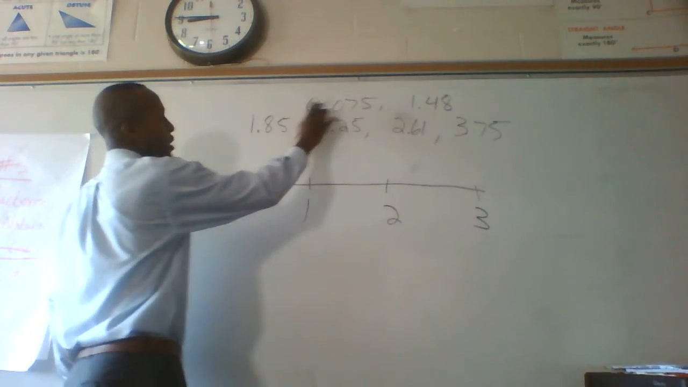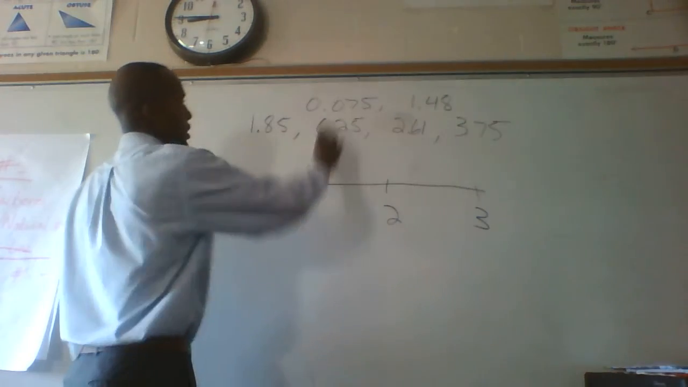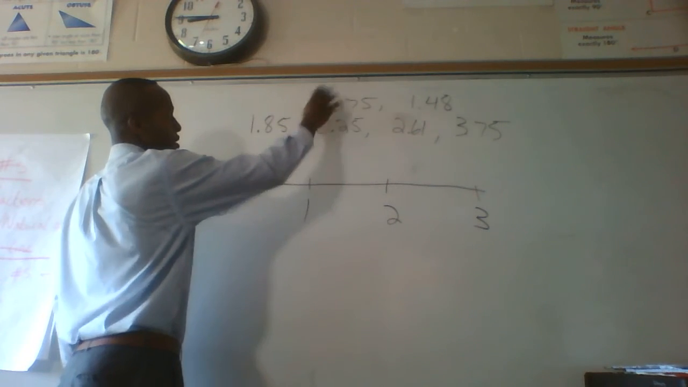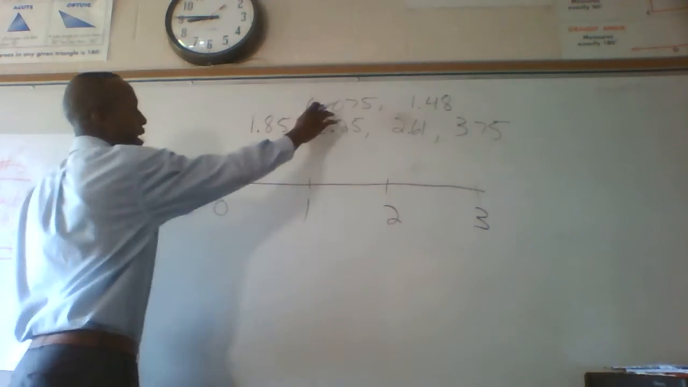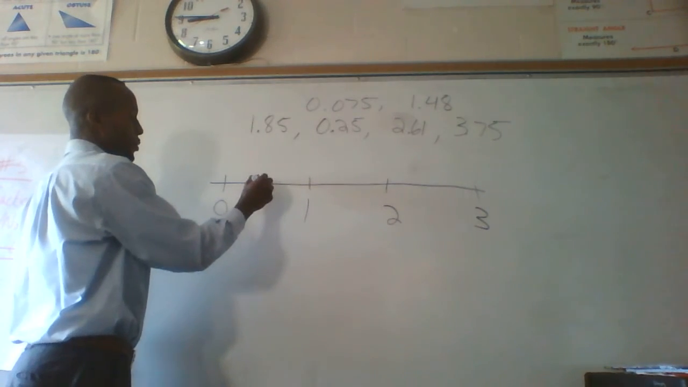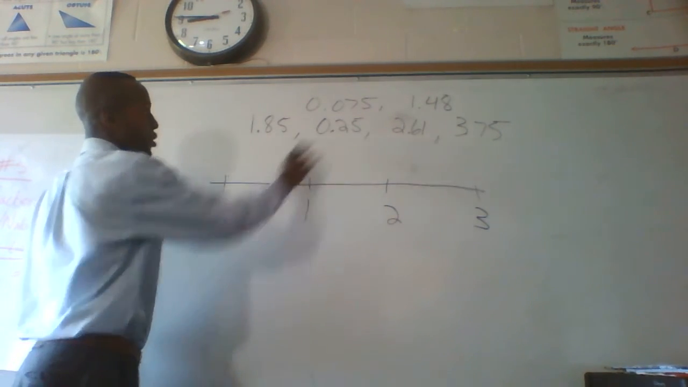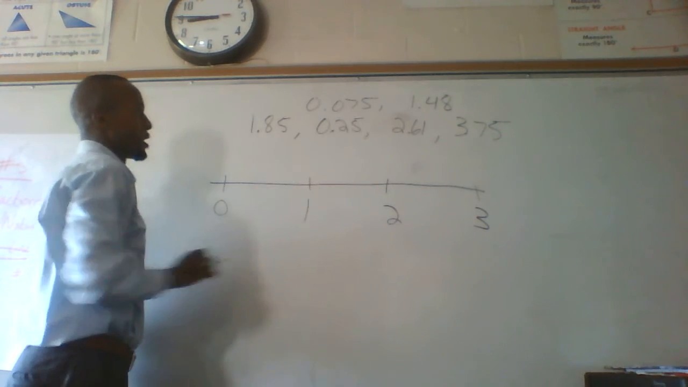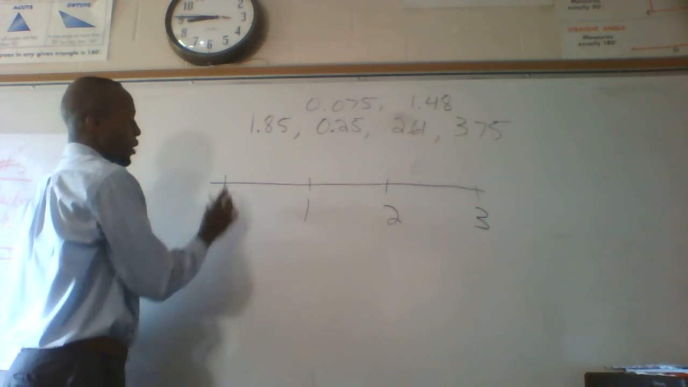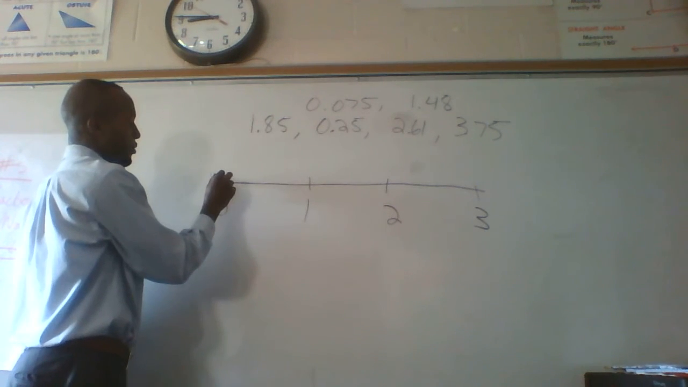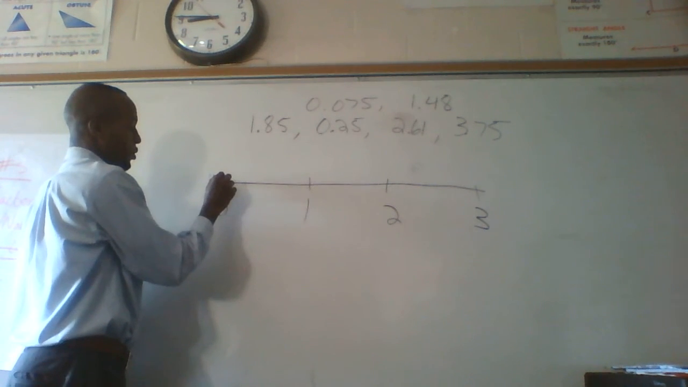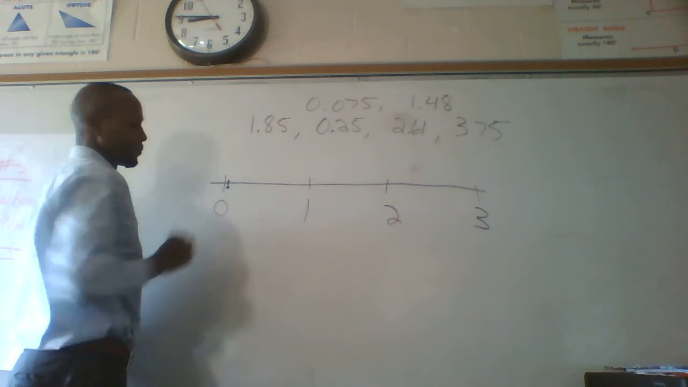Alright, so 0.075. This is the tens place. So let's say, for instance, if this was 0.5. 0.5 is half of 1, so that would be right here. But this is 0.075. It's not even 0.1. 0.1 would be like right over here. So 0.075 would be real close, right around here.